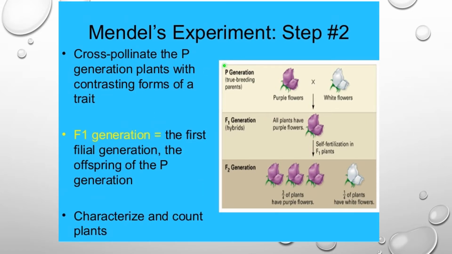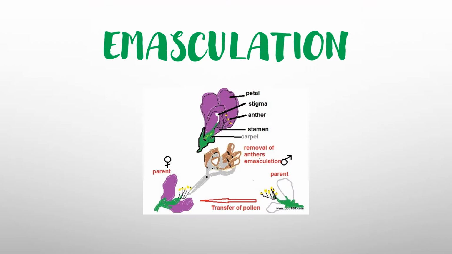Step 2: cross pollinate the P generation plants with contrasting forms of a trait. What was done here is cross pollination. Now, what is this cross pollination, and how was it done? When you say cross pollination, two plants have to be taken. How were these two plants cross pollinated? For this, I'll take one more slide to explain the second step.